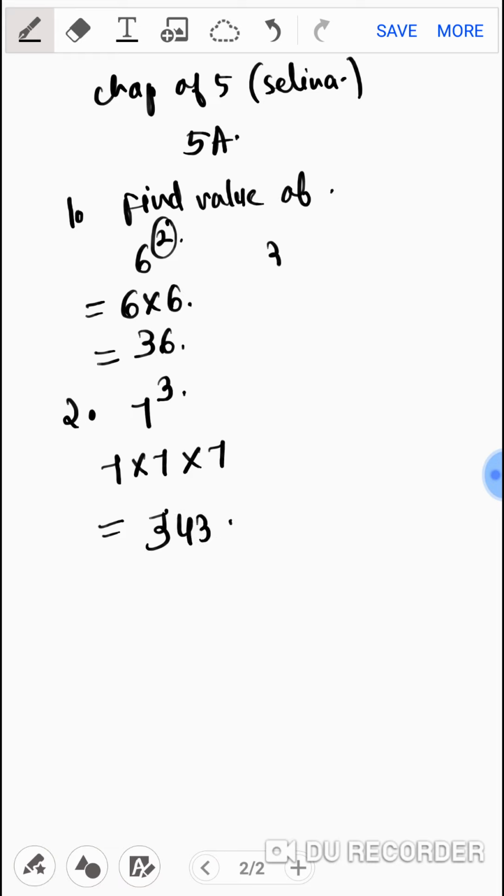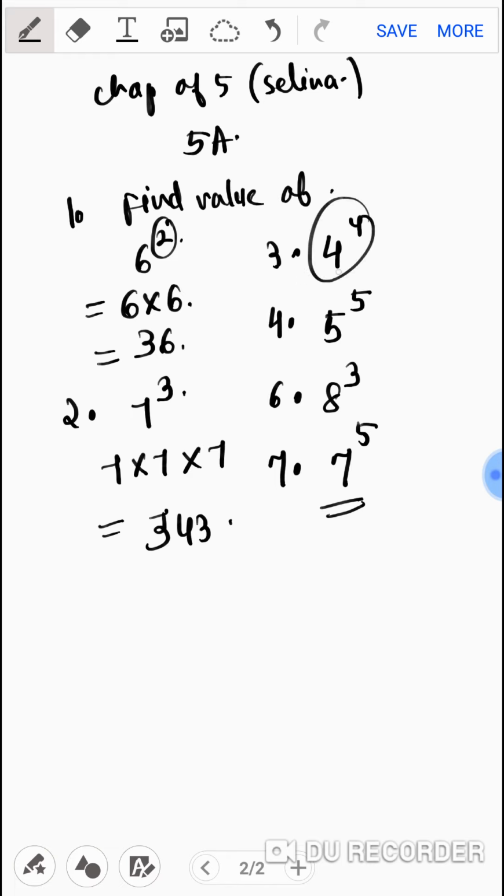Similarly, you have to do problem number 3, that is 4 raised to 4. Problem number 4, that is 5 raised to 5. Problem number 6, that is 8 raised to 3. Problem number 7, that is 7 raised to 5. All the same. 4 raised to 4 means you have to multiply 4 for 4 times. 5 raised to 5 means you have to multiply 5 for 5 times. Clear? So these you have to do.